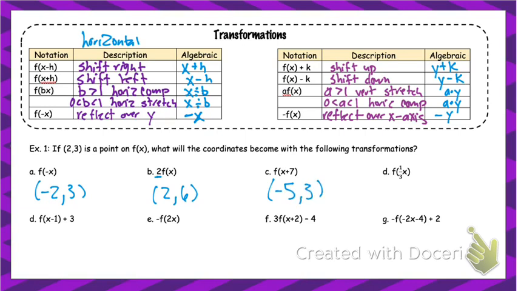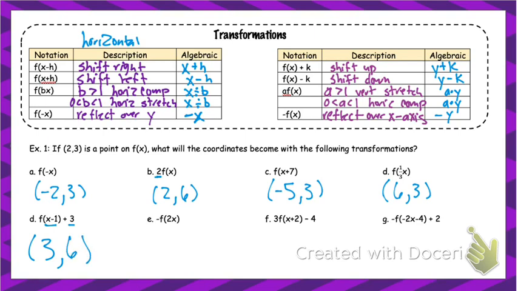D is also a horizontal change, that is a horizontal stretch. So remember, we are dividing by 1/3, which means we are multiplying by 3. On D, there is both a horizontal change and a vertical change. So the horizontal change is going to affect the x-coordinate. So 2 plus 1 is 3. The plus 3 is going to affect the y-coordinate. 3 plus 3 gives me 6.